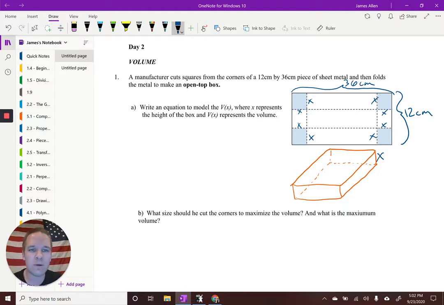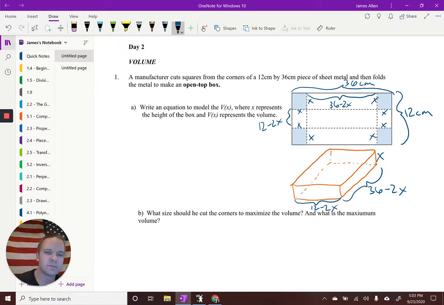All right, so what does that really mean then? Well, that means that this dimension here is going to be 36, but we're going to subtract an x and an x, so this would be 36 minus 2x. The same idea can be applied here. I'm going to do 12 minus 2x for that dimension, because I'm subtracting x and x when I fold it up. So I'll label this one 36 minus 2x, and this one 12 minus 2x.